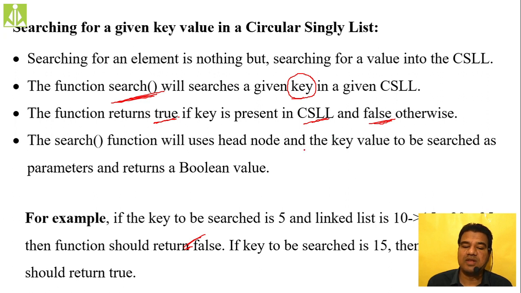The search function will use the head node. Once again, we have to pass the head node along with the key. So generally, as we are declaring the head node globally, we will not pass the head node. Remember this one. If you don't declare the head node globally, in that case you have to pass the head node. But right now we are declaring the head node globally, so no need to pass that head node to the function as an argument.